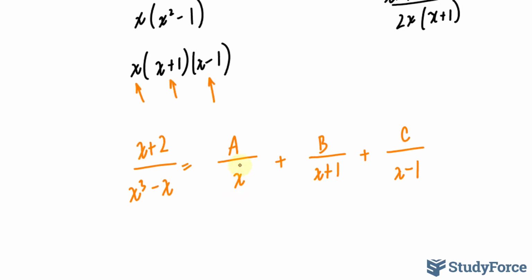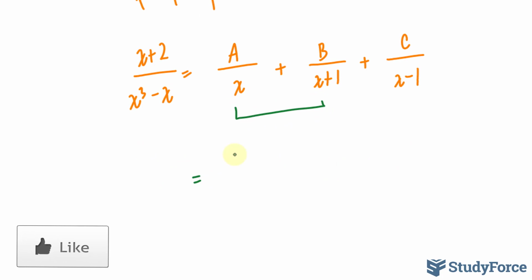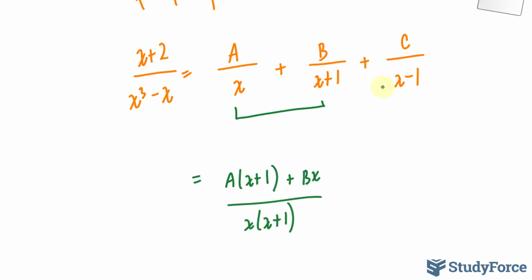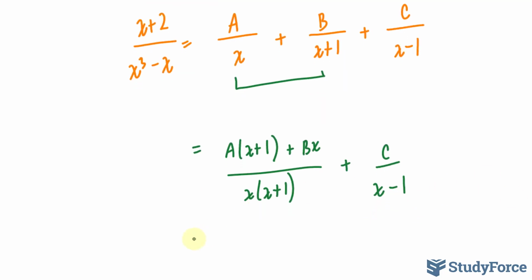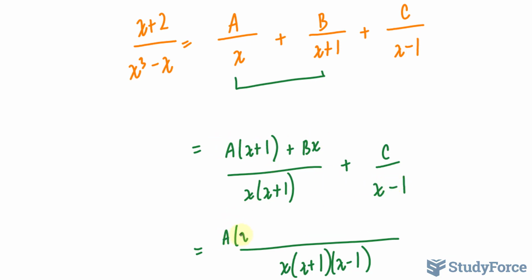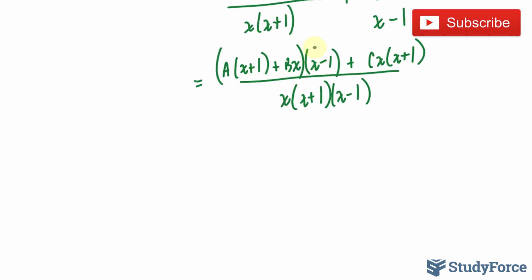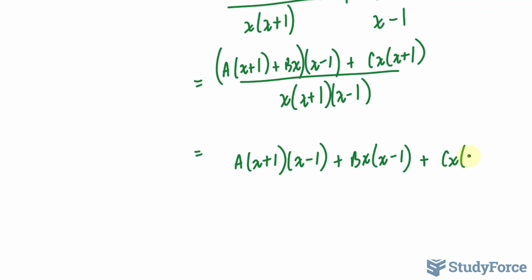That being said, if I combine all 3 of these, I'll end up with a denominator that looks identical to the original. Let me show you what I mean by that. So let's combine these 2 together. We'll end up with the following expression. And now that I have this, I can add it to c over x minus 1. And if I do that, let me show my work. I'll multiply the denominators again: x times x plus 1 times x minus 1. And in the numerator position, we have this times this: a times x plus 1, plus bx, all in brackets, times x minus 1, plus cx, and I'll expand this part, giving us plus cx bracket x plus 1, all over our original denominator.